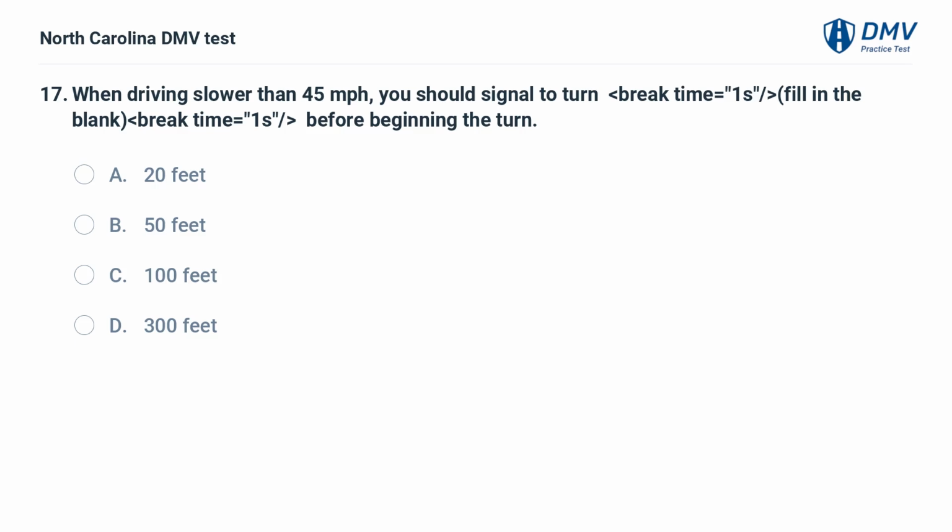When driving slower than 45 miles per hour, you should signal to turn. Fill in the blank. Before beginning the turn. A. 20 feet. B. 50 feet. C. 100 feet. D. 300 feet.